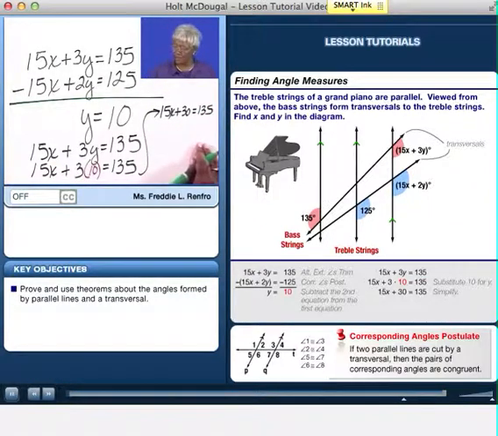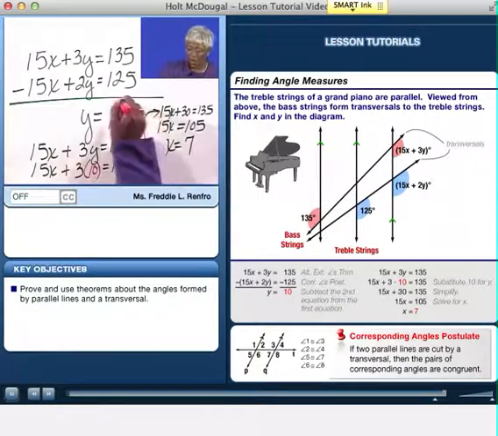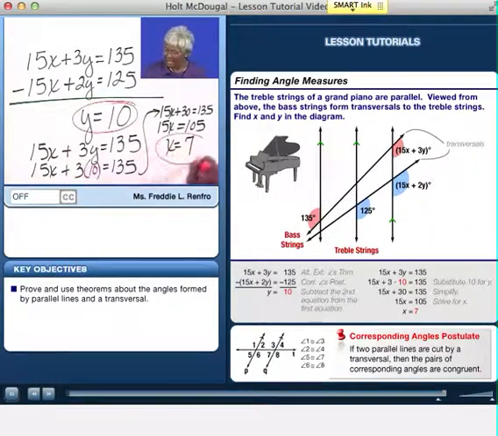Let's subtract 30 from both sides. 15x is equal to, when we subtract, we get 105. Now let's divide both sides by 15. x is what? I think it's 7. So, y is 10 and x is 7.